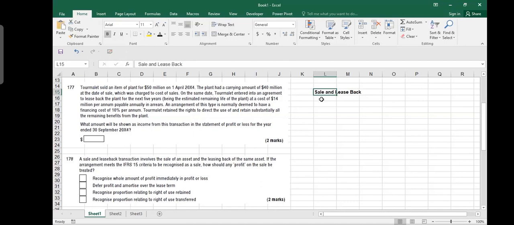For example, you are living in a house worth $100,000. You need cash. What you do is sell your house to a bank or a leasing company. And because you still want to live in the same house, you get it back on rental and start paying the rent. So you have actually sold the asset and then you are using it back. That is called sale and leaseback. Now, in this question, they are asking what should be shown as income in the statement of P&L.